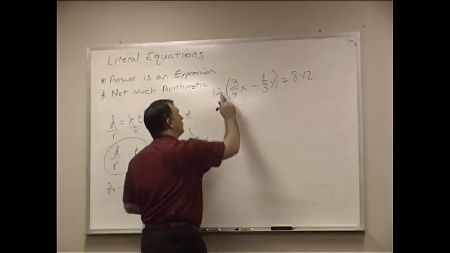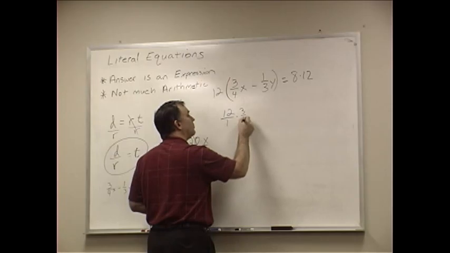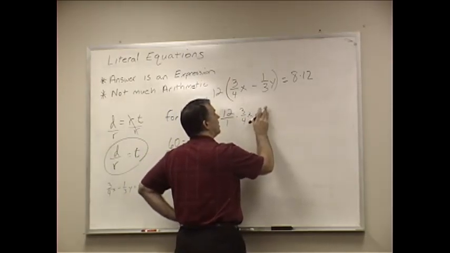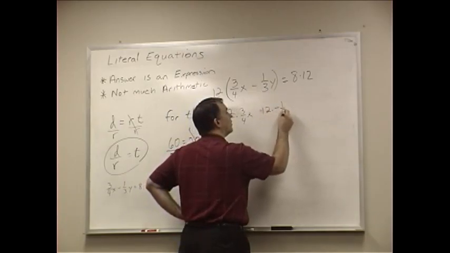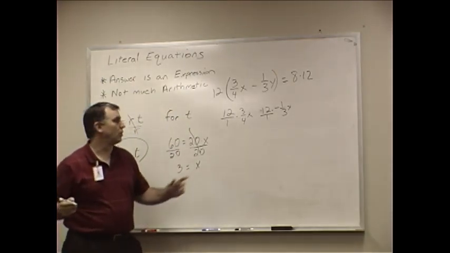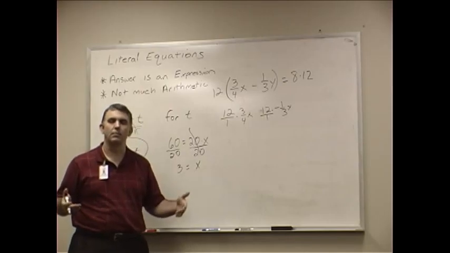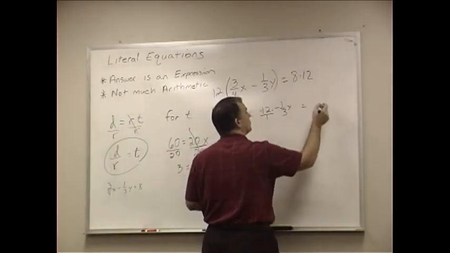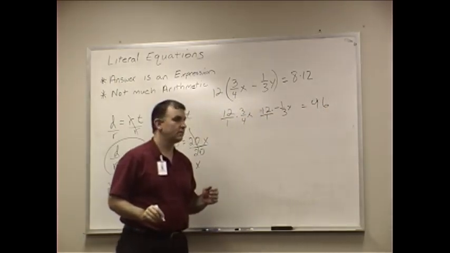All right. So now I'm going to have to do the arithmetic. 12 times 3/4 x. Okay. And then I'm going to do 12 times negative 1/3 y. Notice I put my 12s over 1. When you're multiplying fractions, you got to have a top and a bottom, a numerator and a denominator. We can do 8 times 12. 8 times 12 is 96.